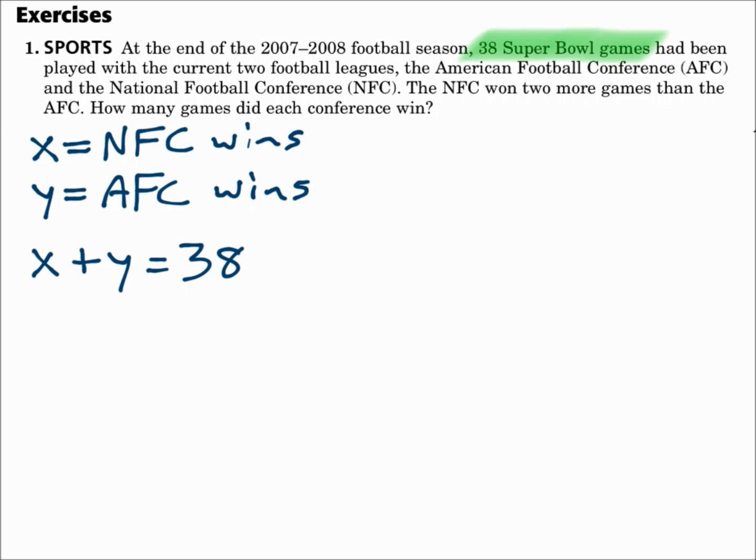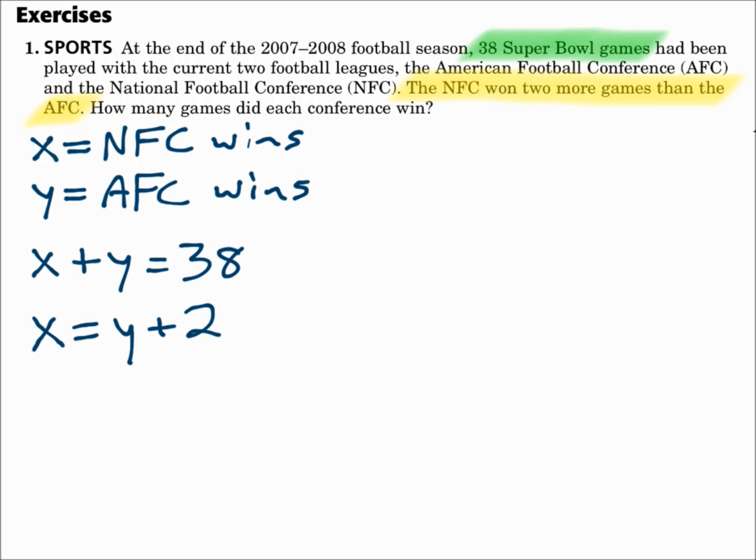Look at more clues. The NFC won 2 more games than the AFC. Well, that means that X is 2 more than Y, so X equals Y plus 2. That's our system of equations.